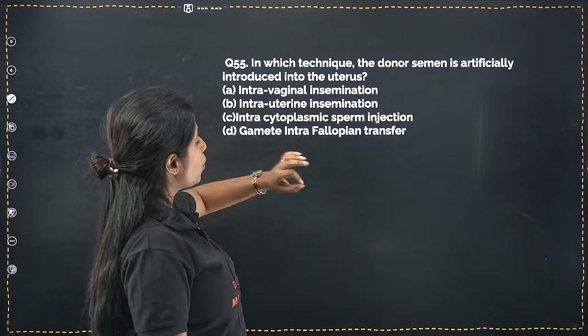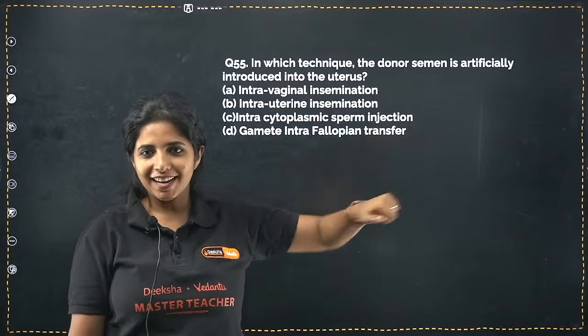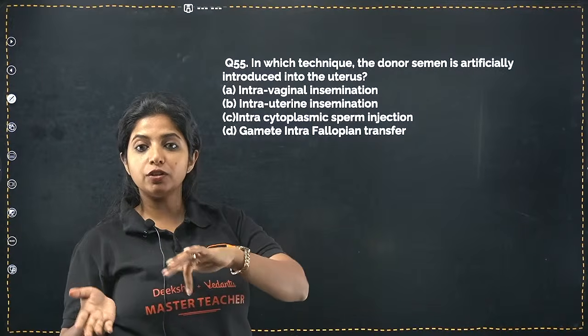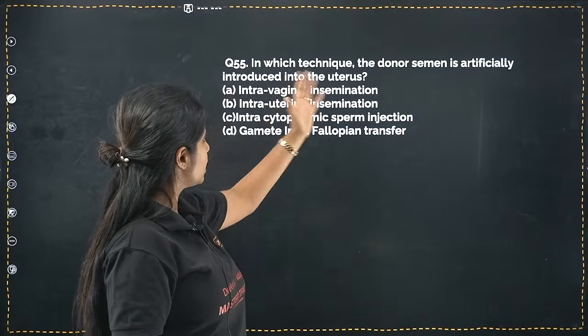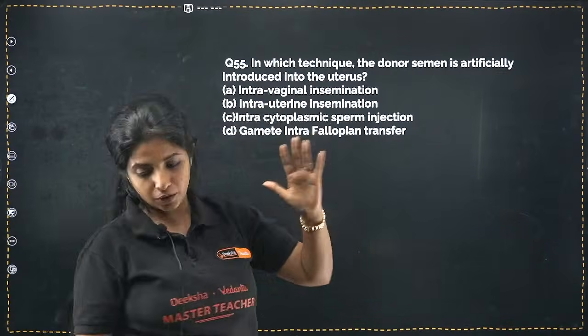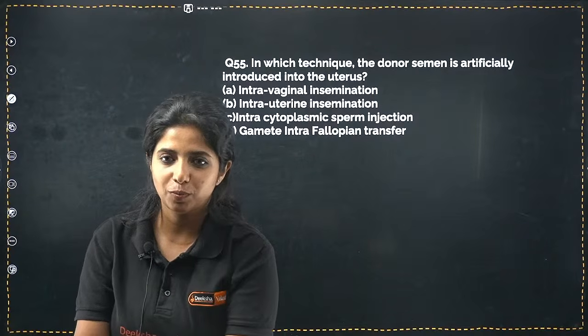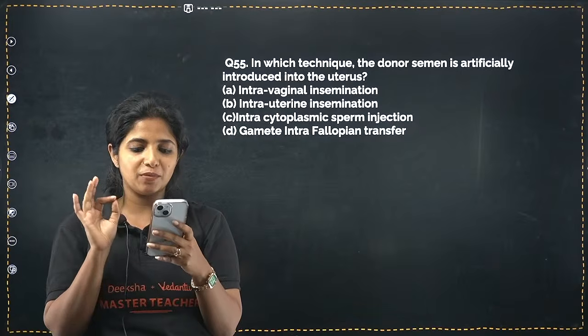In which technique the donor semen is artificially introduced into the uterus? The donor semen is artificially introduced into the uterus. Intravaginal insemination, intrauterine insemination, intracytoplasmic sperm injection, gamete intrafallopian transfer. What do you think is the answer for this particular question? And this is the last question, which is why I am going to read out everyone's name who is going to attempt this.